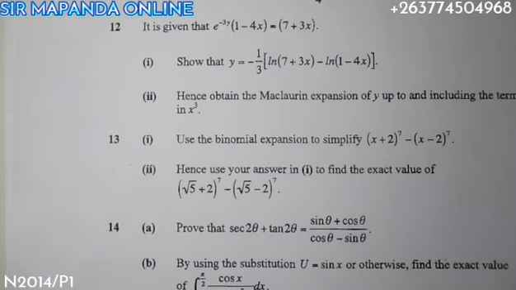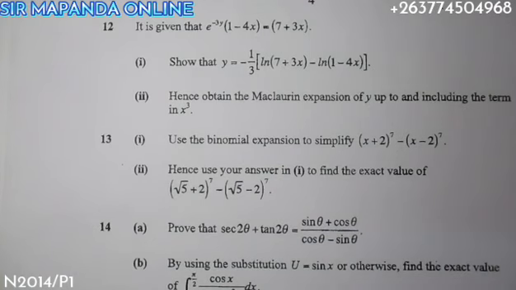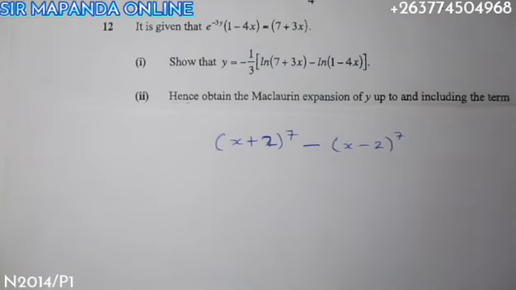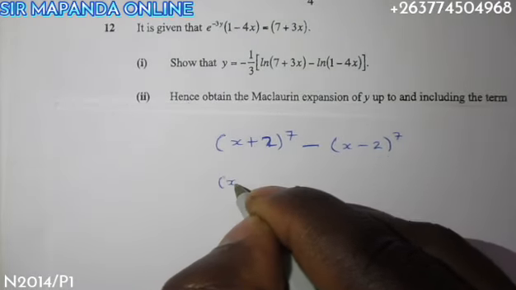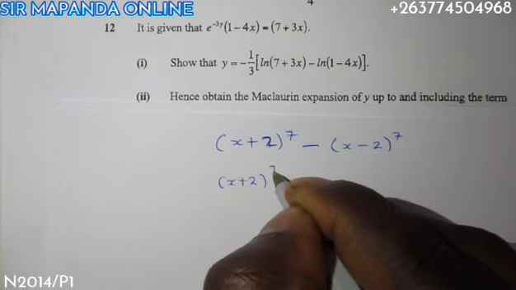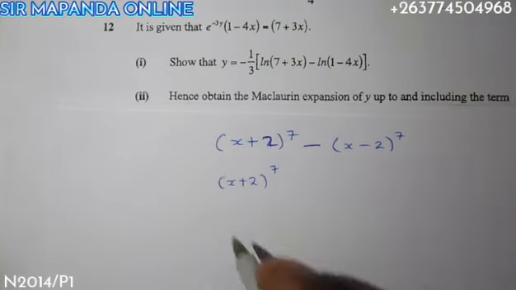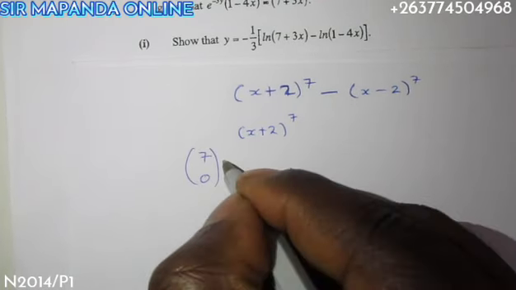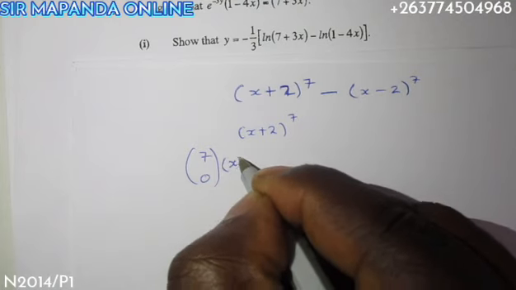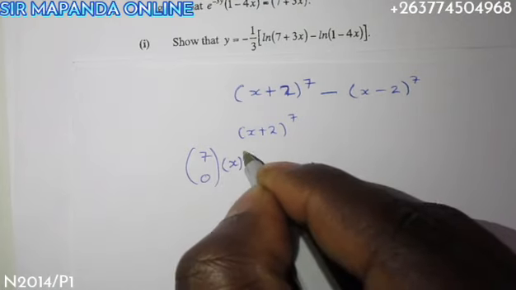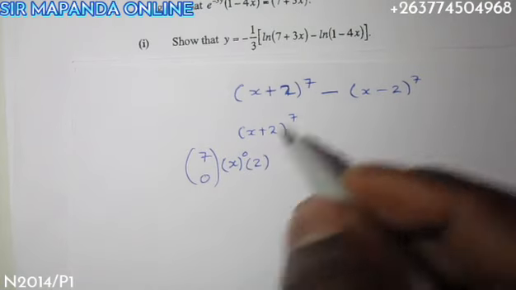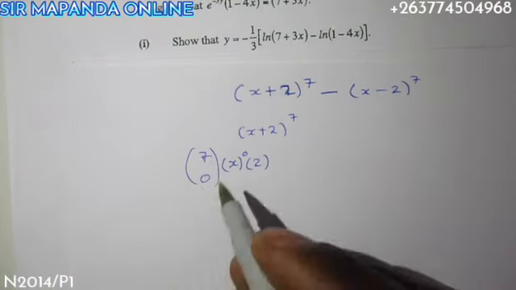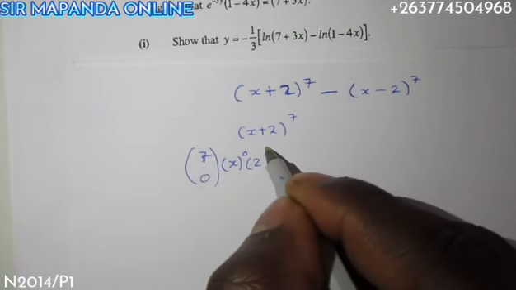It reads, use the binomial expansion to simplify x plus 2 to the power of 7 minus x minus 2 to the power of 7, 6 marks. Right, so let me expand them independently first. I'm going to start with x plus 2 to the power of 7. So you are saying 7, 0 here. The first term I'm going to raise it by the number below. Then the second term I'm going to raise it by the difference between the two numbers in the bracket. So the difference of 7 and 0 is 7.